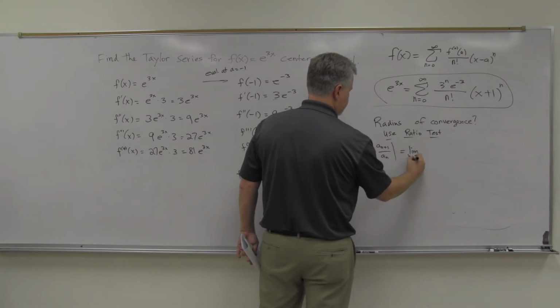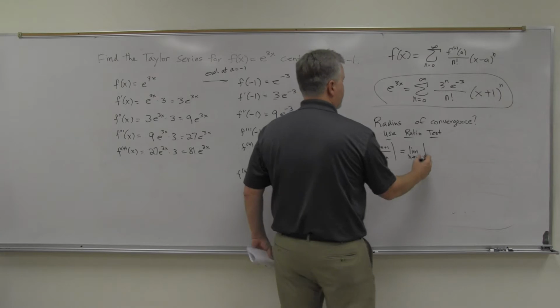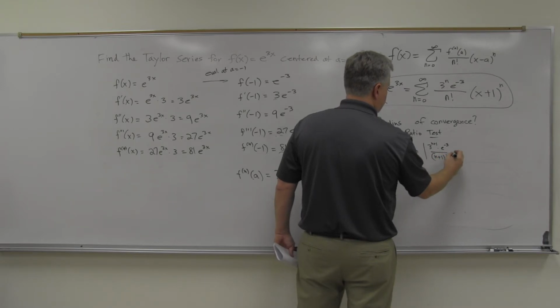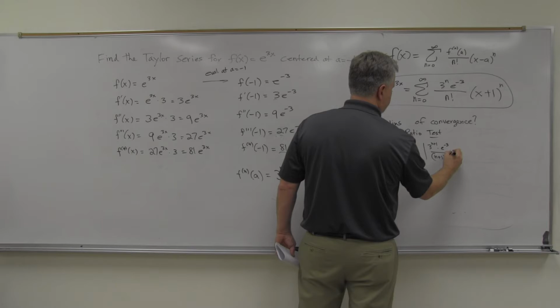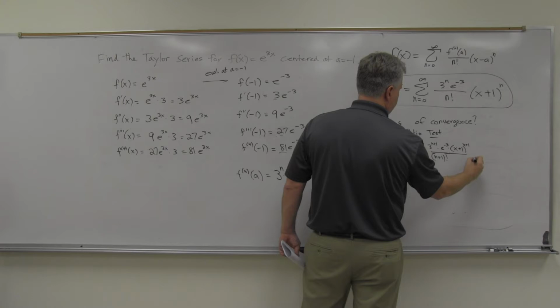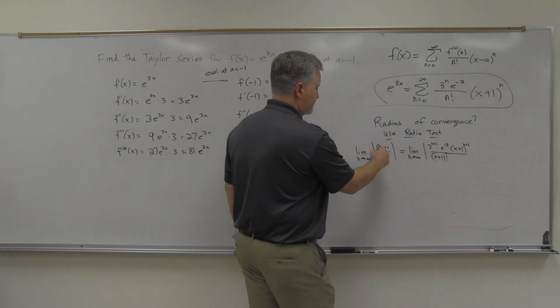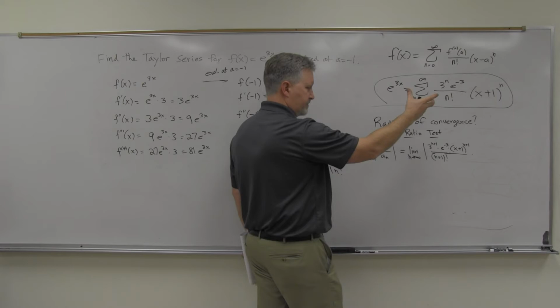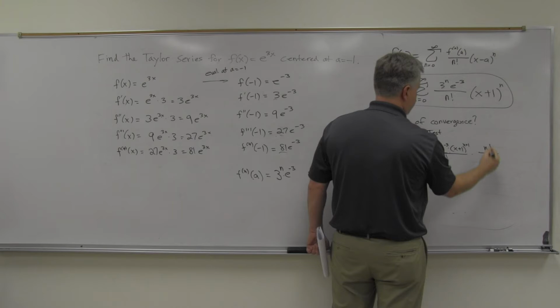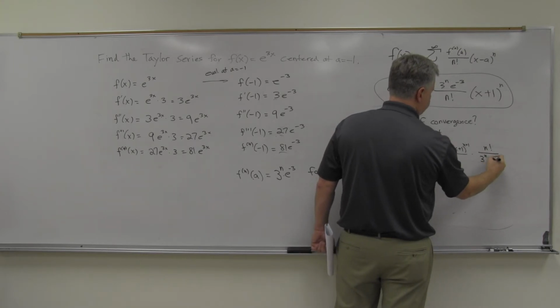In this case, the n plus 1 term would be 3 to the n plus 1 times e to the minus 3 over n plus 1 factorial, times x plus 1 to the n plus 1. Let's put that up here with this. That would be the n plus 1 term, then dividing by the nth term is just multiplying by the reciprocal of that. So the n factorial will be on top, and the rest will be the denominator. With me there?